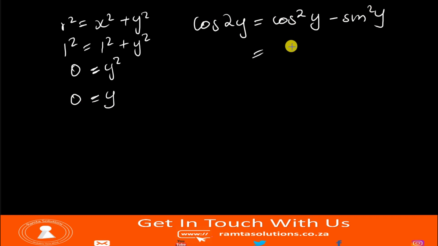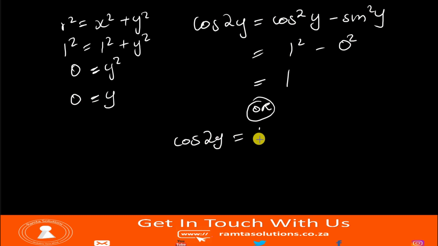What do you get? 1 squared minus 0 squared. This is simply 1. Or, if you are taking that other one, cos 2y equals 1 minus 2 sine squared y. What did we say? We said y was 0. So you can imagine y over 0, 0 over 1 is 0. Hence, you will be getting 1.